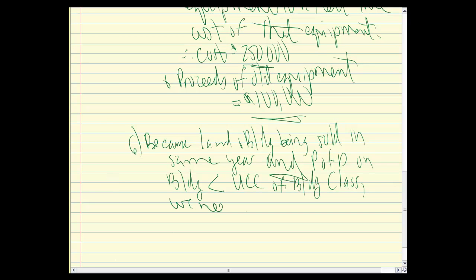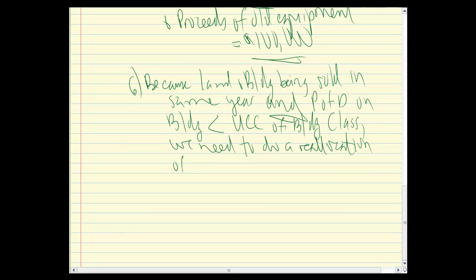we need to do a reallocation of proceeds between land and building. Okay? So remember, all I did is that preamble stuff matches up with exactly what the provisions of the Act said. What does 13(21.1) say?